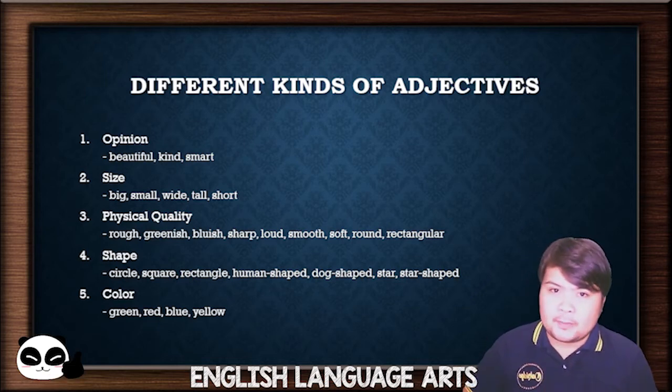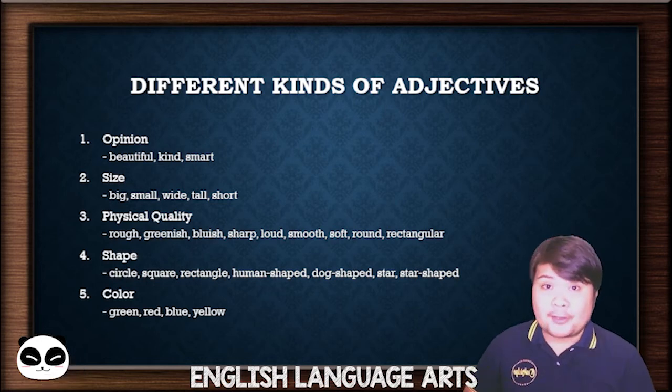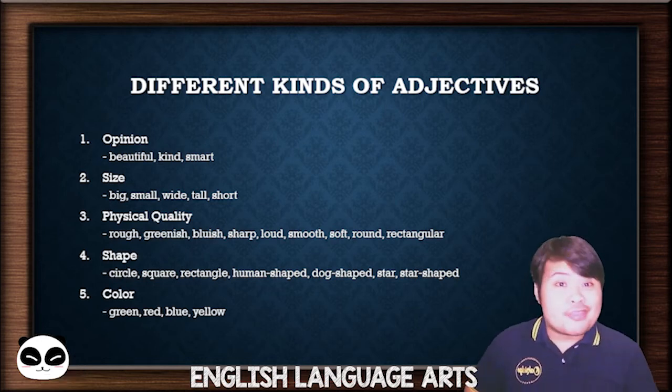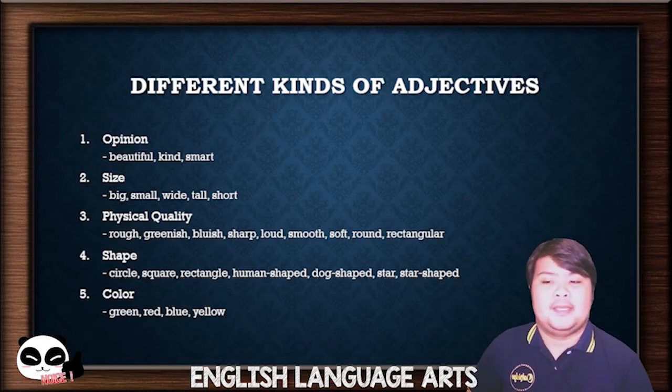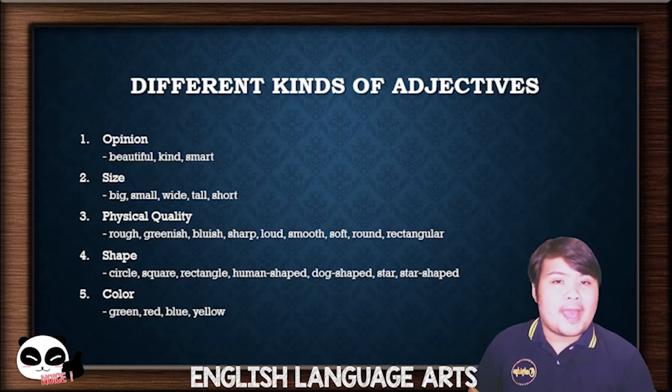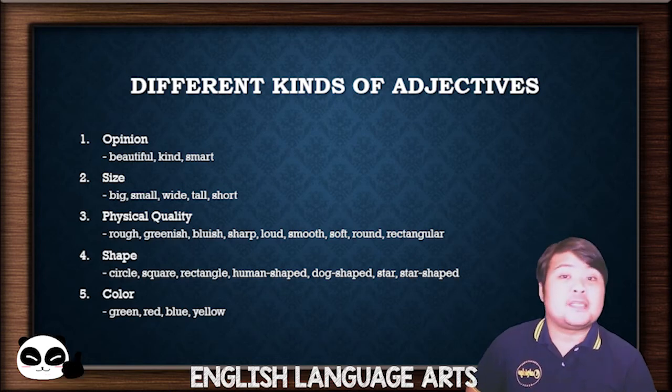Next, you have size. This is an easy one. When you say size, it is how big, how small, how wide, how thin. We have big, small, wide, tall, short. Size. So after size, you have physical quality.